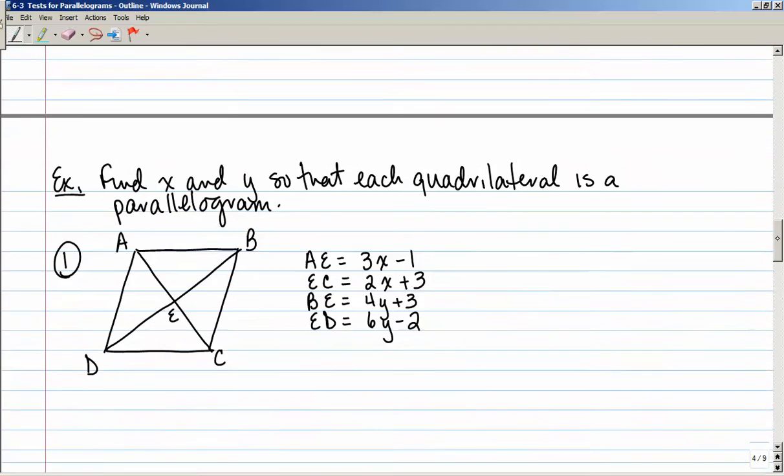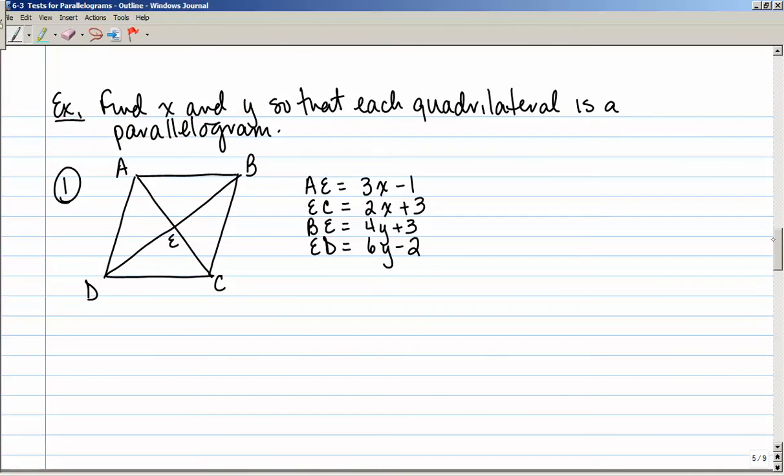Let's take a look at another example here. This one says find the values of x and y so that each quadrilateral is a parallelogram. So here we have quadrilateral ABCD with diagonals AC and BD that intersect at point E, and we have algebraic expressions for the length of AE, EC, BE, and ED. So in order for this to be a parallelogram, the diagonals have to intersect each other.